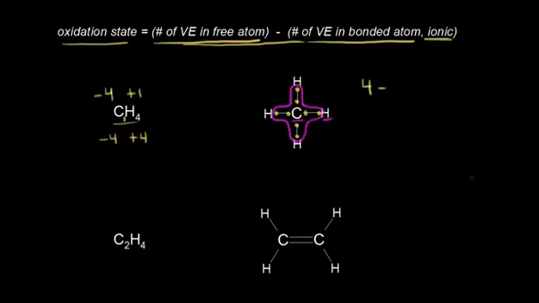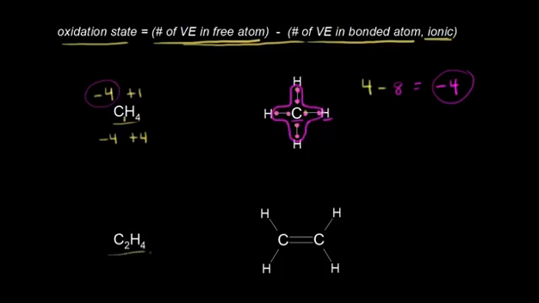So we can see that carbon is now surrounded by 8 electrons, right? Let's count them up here. 1, 2, 3, 4, 5, 6, 7, 8. So 4 minus 8 is equal to -4. So we already knew that -4 was going to be the oxidation state for carbon. Let's move on to another molecule here.